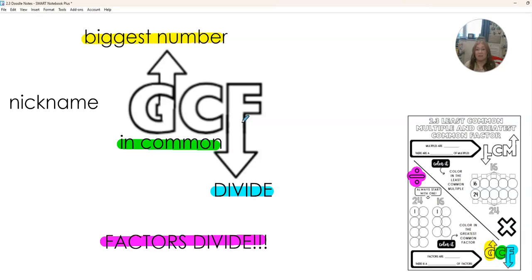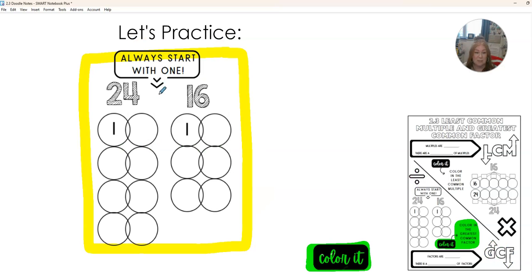So start with the F. We're going to divide and then find the biggest number they have in common. So let's practice. We have 24 and 16 here. We're going to start listing their factors. We're always going to start with 1 because every number can always be divided by 1. Let me get my pen back.